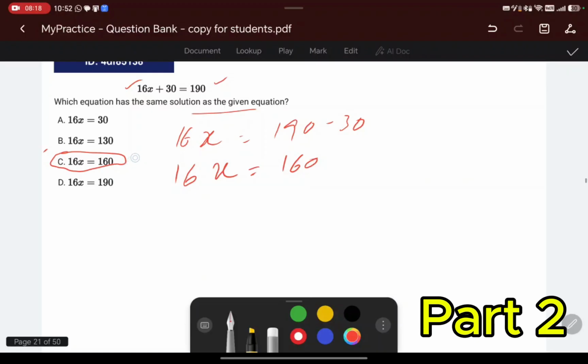So the answer is concluded. You can answer this one, as it's very simple, and you can continue to the next.